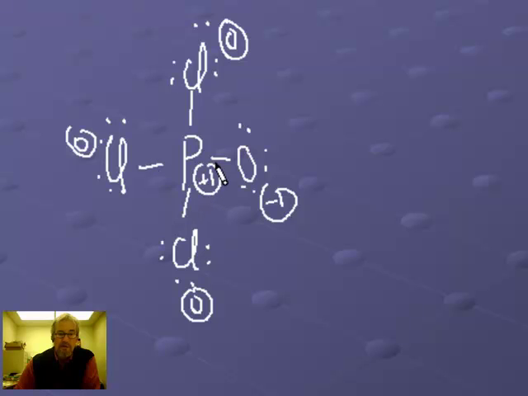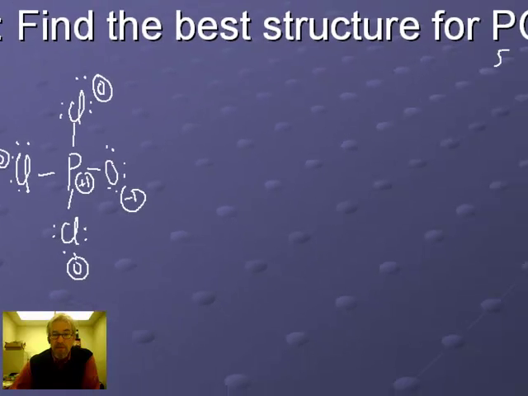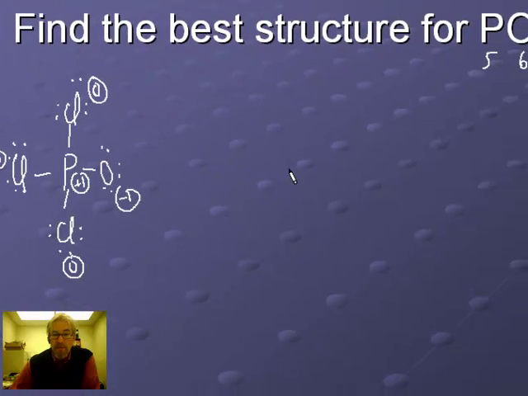If you look at this structure, you realize that phosphorus needs to have one more bond or one less electron to get down to 0. And oxygen needs to have one less electron, or 2 less electrons in a bond, to get down to 0. So we could accomplish that by taking this phosphorus and double bonding it to the oxygen. So this is a better structure with lower formal charges.